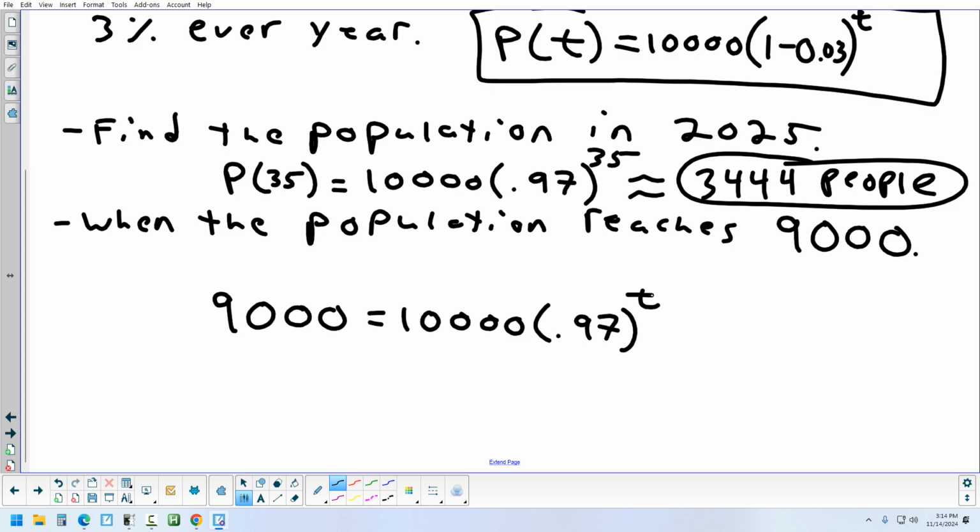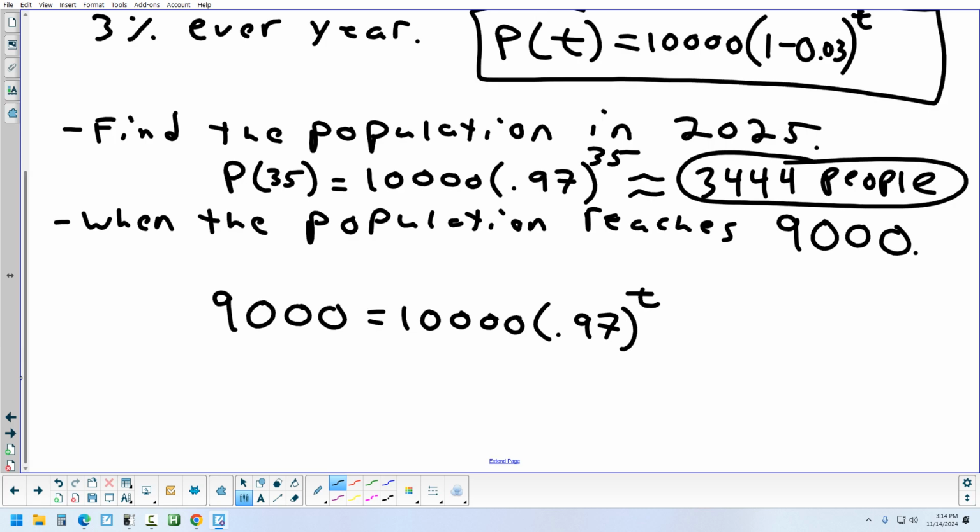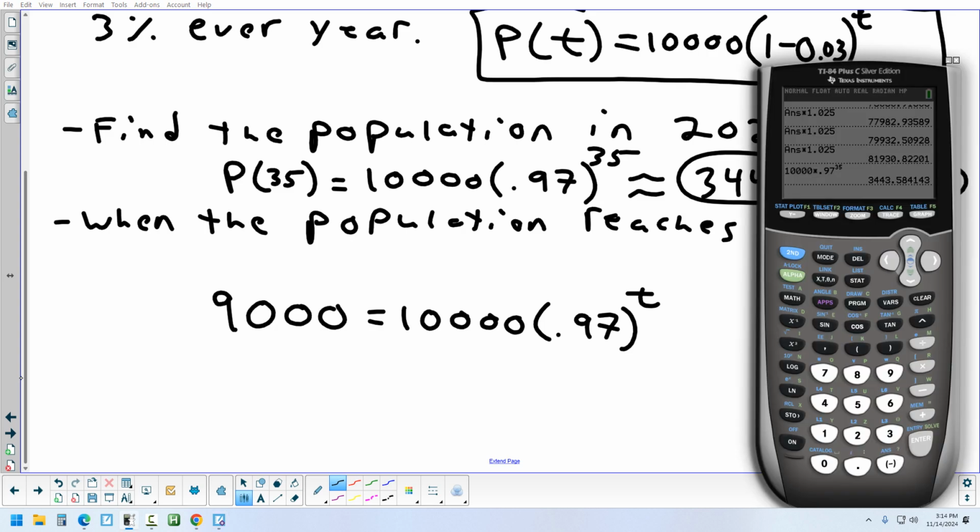Graphing it? Okay. So if we want to graph it, then what would we put in Y1? 9,000. We're going to put 9,000. Okay, how about Y2? Yep, 10,000 times 0.97 to the x. Now we're going to set our window. What would be a good value for x min?